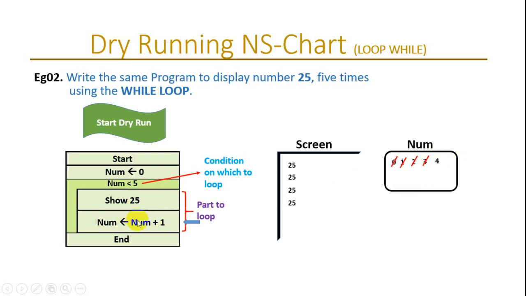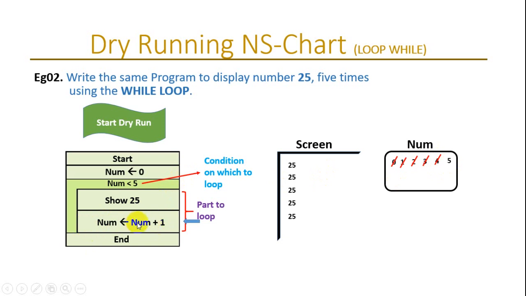Now we are in the last line. Again you go back to the beginning and check it. Is it less than 5? Yes, because it's 4, so again it's true. So you go to the next line, show 25. 25 comes on. Then go to the next line, increment num by 1. See, num is 4. 4 plus 1 is 5. You write back to num. So this goes off and num becomes 5, right?